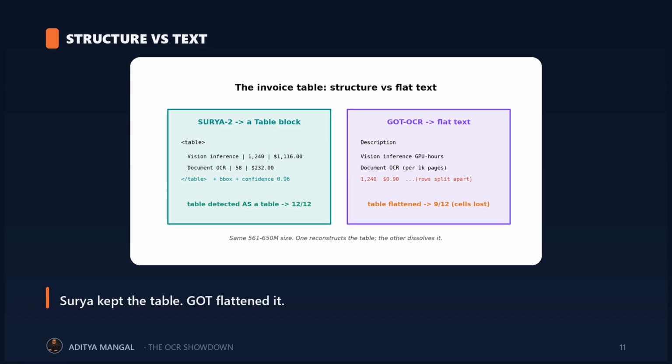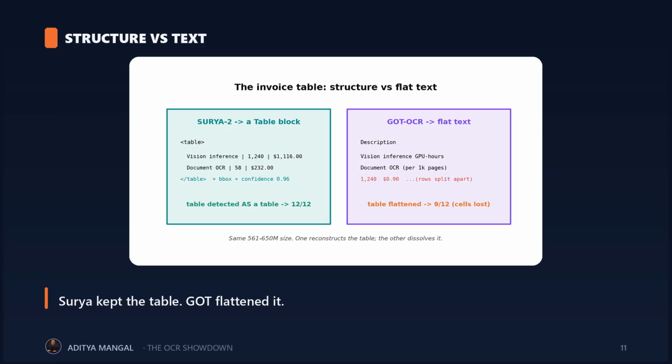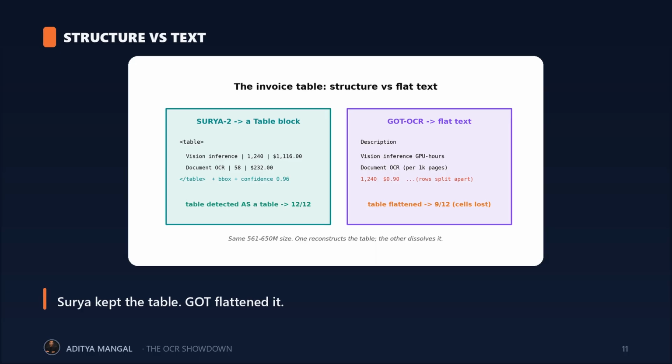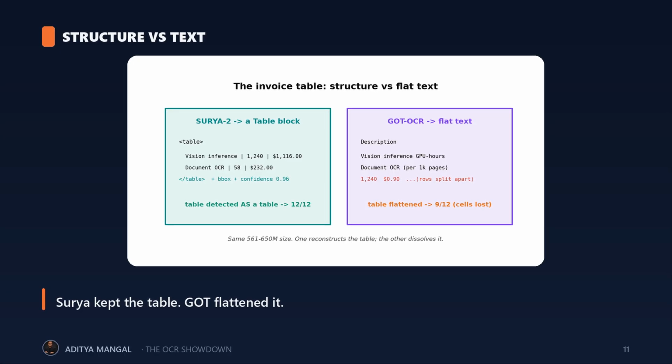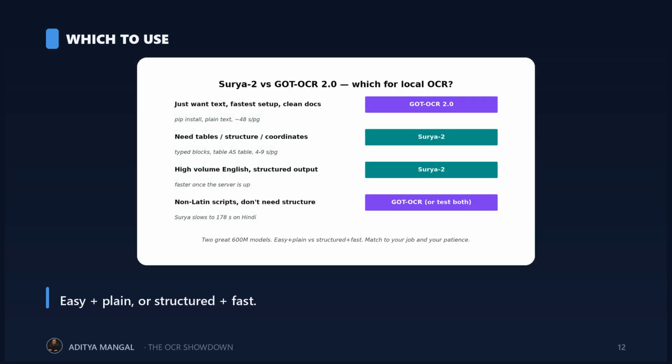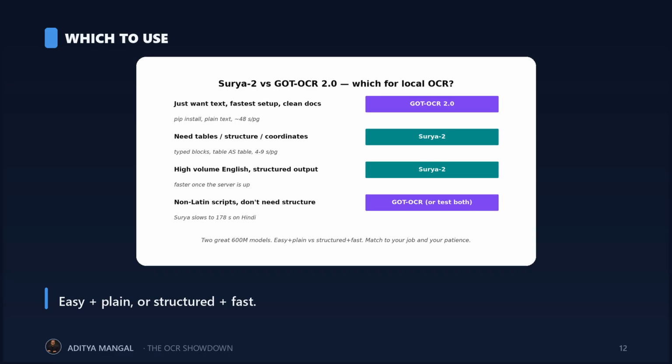Here's where Surya pays back its setup. The invoice table, Surya returned it as a table, rows intact, 12 of 12. GOT flattened it into a text stream, rows split apart, and lost 3 cell values, 9 of 12. So the decision is really about your downstream. If your next step is a human reading the text, or a simple search index, GOT-OCR's clean plain text is perfect and simpler to run.